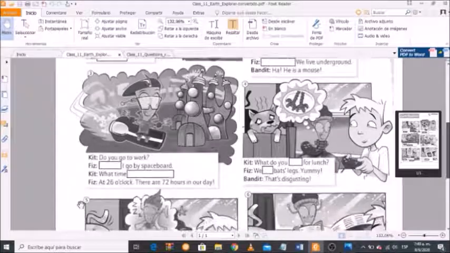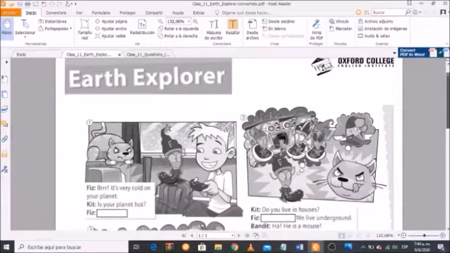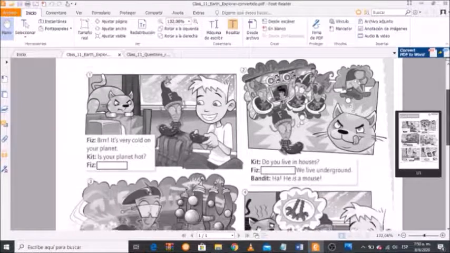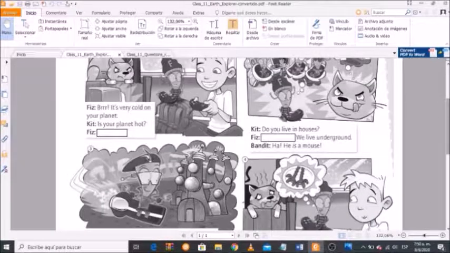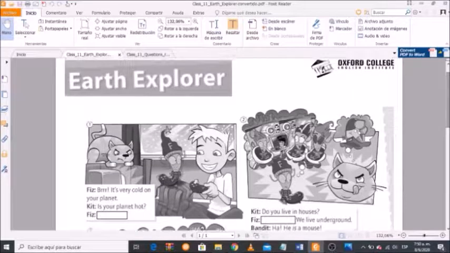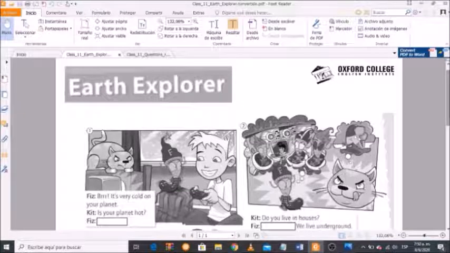Okay, so this is the handout, and it is a story whose characters are Fizz, this is Fizz, Kit, the boy, and Bandit, the cat, okay? And what do you have to do? You have to listen and complete the gaps, okay? Entonces, vamos a escuchar a esta historia y tienen que completar los espacios. And don't worry, because I will play the recording twice. No se preocupen, que voy a reproducir el audio dos veces. Okay, so let's do this.